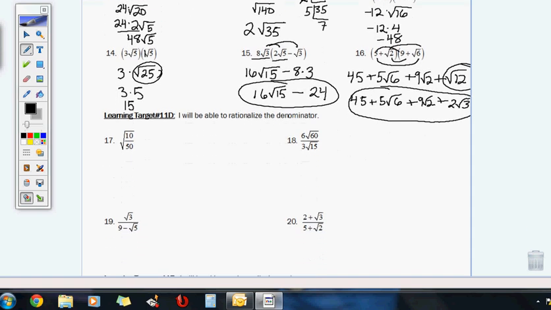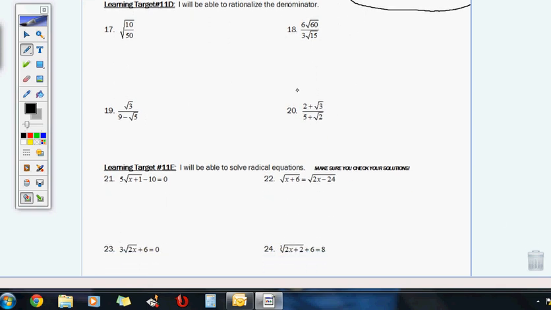All right, moving on to learning target 11D. We've been getting better. We still need some work. But looking right here, what I have is both numbers under a radical. Yes, you could multiply by root 50 over root 50. A lot easier to simplify to 1/5 here. Now, please understand that's really square root of 1 over square root of 5, which we need to multiply by root 5 over root 5.